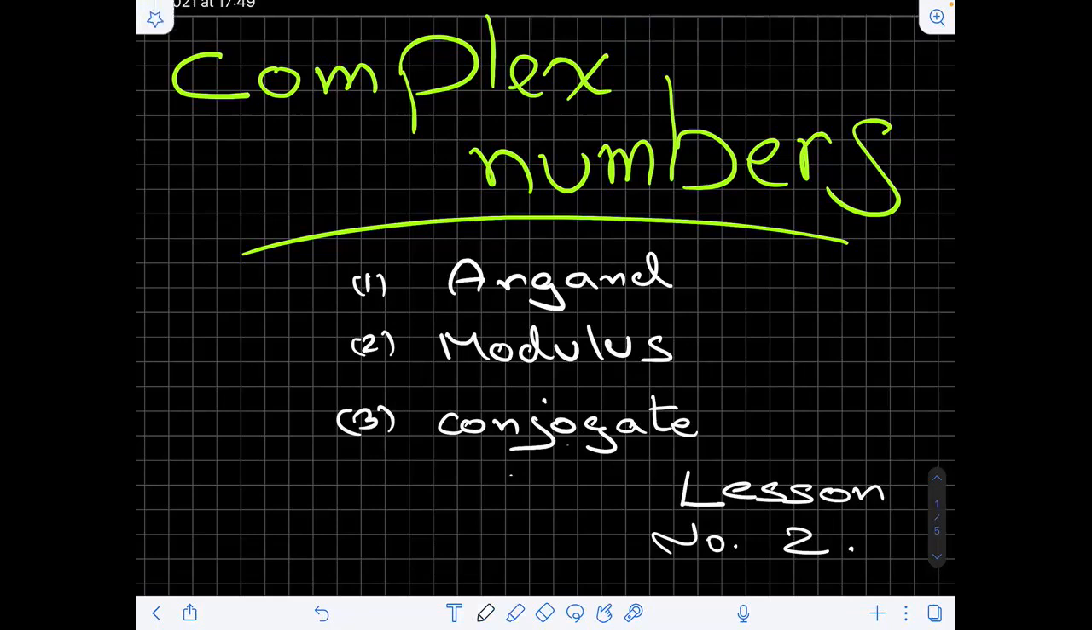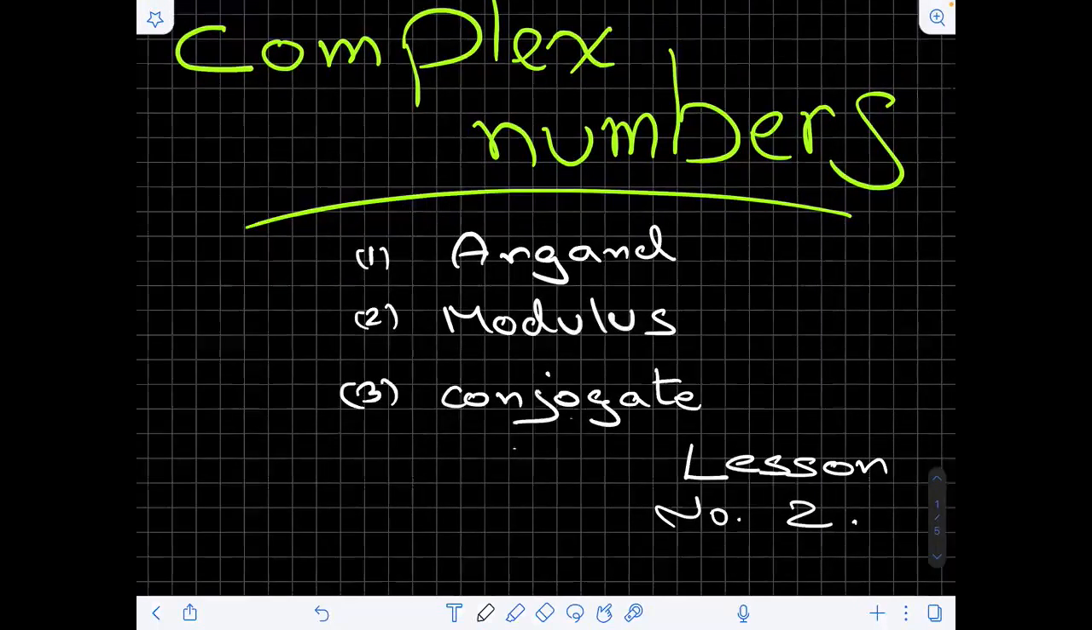Hi, everybody. Today we're going into lesson number 2, complex numbers. We're going to talk about the Argand diagram, the modulus, and the conjugate. Start with the Argand. What is the Argand?